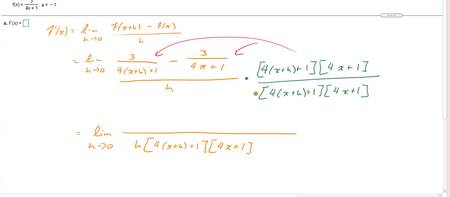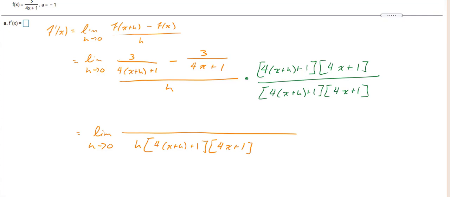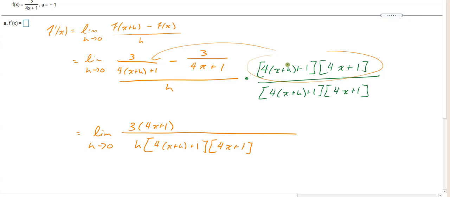But in the numerator here, I'm going to first distribute this common denominator to this term. When I do so, the factors of 4 times x plus h plus 1, those two factors will cancel, leaving me with just the 3 and just this. And so when I do that, I'll have 3 times the factor 4x plus 1. Again, because I distributed all of this to this first term here, but these two factors canceled, and so I'm just left with the 3 and the factor 4x plus 1.